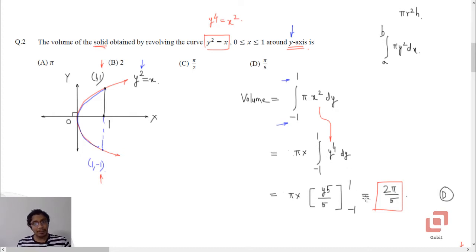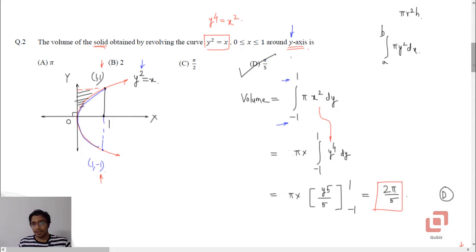But in the options they have not given 2 pi by 5, so it looks like they want us to revolve only this particular curve, the one that lies above the x-axis. So if you do it, then you will get the answer pi by 5, so option D. A very simple question, but you should not get confused. If you get the answer as 2 pi by 5, you should immediately change the curve of revolution to that portion of the parabola which lies above the x-axis.